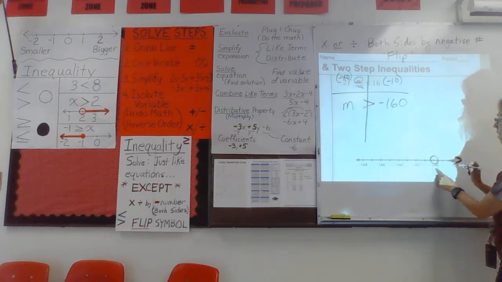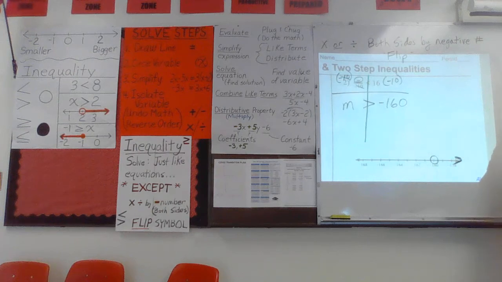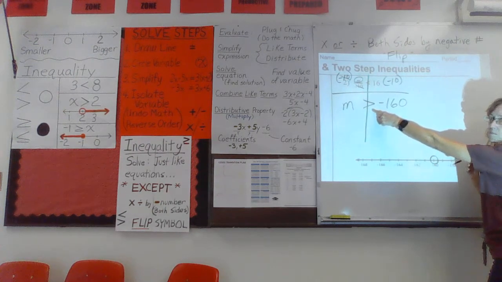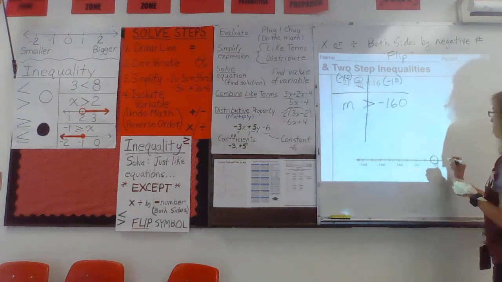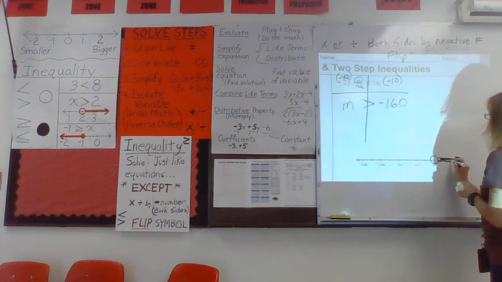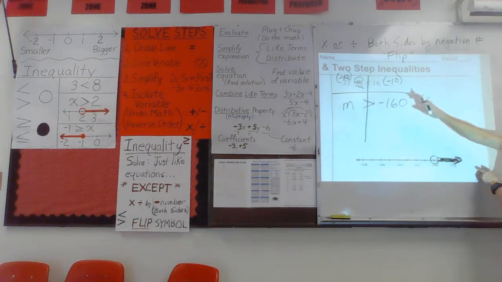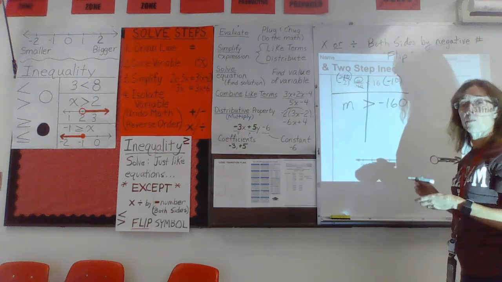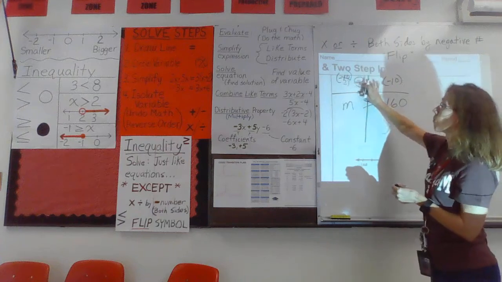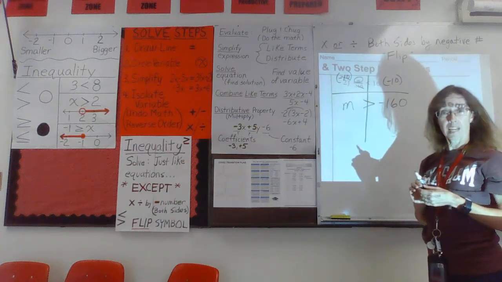I put a big circle around it. Should it be an open circle or a closed circle? Is it equal to it? It's not equal to it, so don't fill it in. And we already decided that the Ms were bigger, so I'm shading to the right. So all the numbers in this direction, forever and ever, if I plugged them back in up here, it would make a true statement. I could plug in negative 158. I could plug in 0. I could plug in 10, 20, 50. All those numbers keep going that way. Any one of those numbers plugged into the original problem will make a true statement.